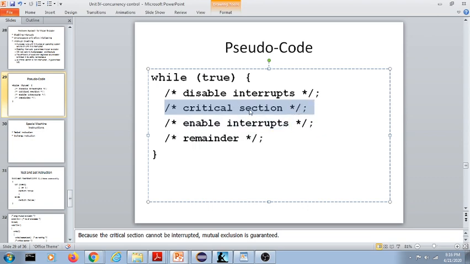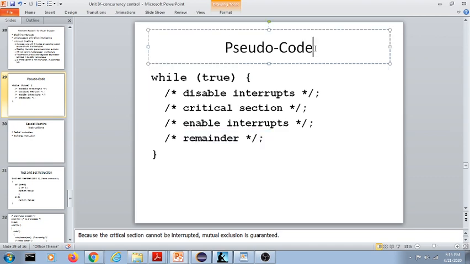And before entering the critical section, we simply disable the interrupts. After finishing the critical section, that means the job which is to be done with that resource, we enable the interrupts again. And then there is the remainder of the code, the remaining code. So this is the pseudo code for achieving mutual exclusion by using the hardware approach, in which the interrupts are disabled in order to achieve mutual exclusion.